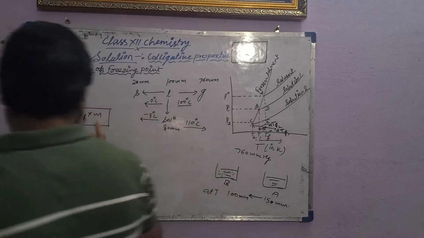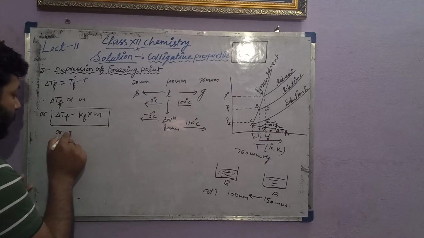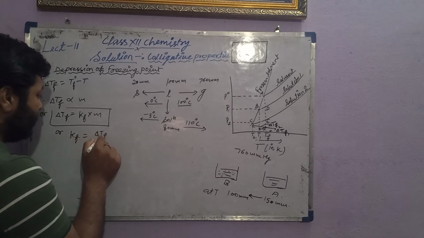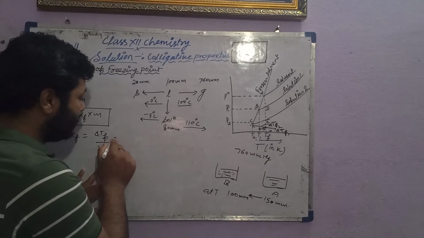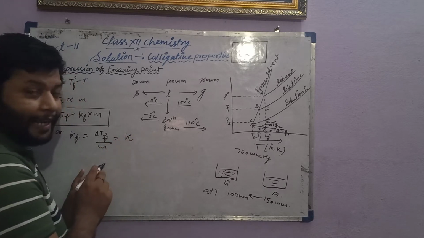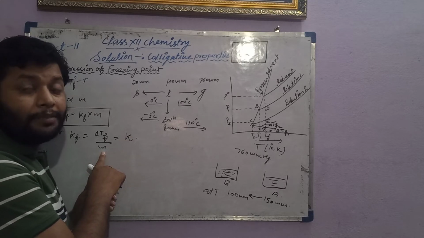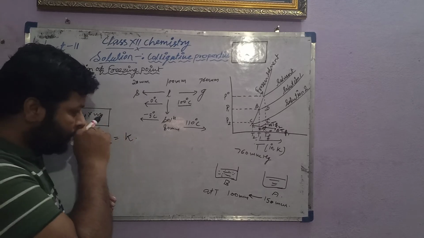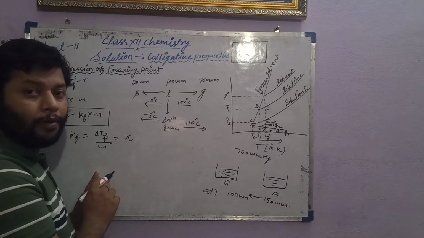You can put the formula delta TF equal to KF into m, and solve for KF as delta TF divided by m. The unit of delta TF is Kelvin, and the unit of molality is mole per kg. That will go up, so the unit will be Kelvin kg per mole, that is, mole inverse kg.